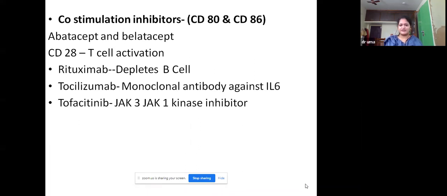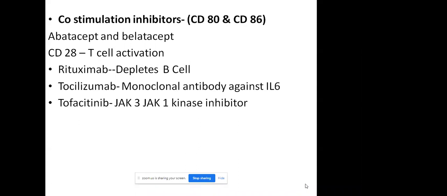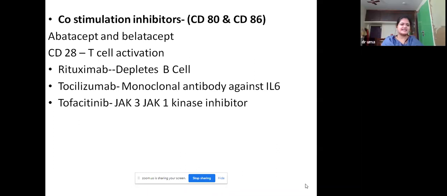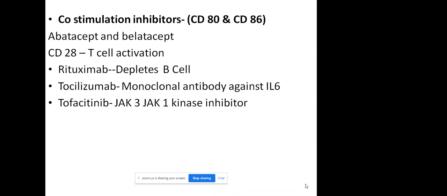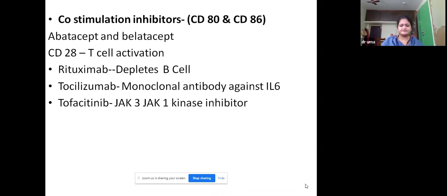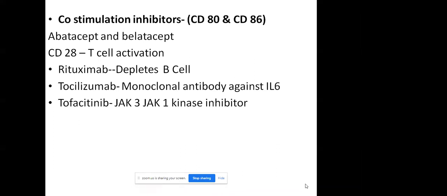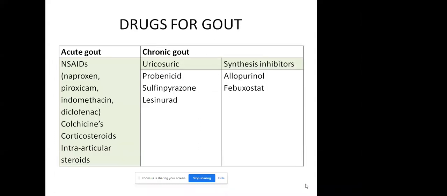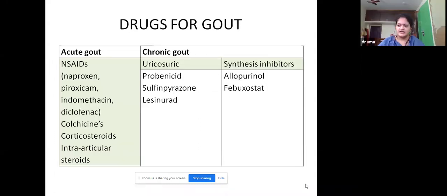Tocilizumab and tofacitinib are newer drugs. Tocilizumab is active against interleukins. Tofacitinib is mainly active as a JAK3 and JAK1 kinase inhibitor. These are the drugs used for rheumatoid arthritis. And the drugs for gout include those for acute gout and chronic gout. For acute gout, it is NSAIDs, colchicine, and corticosteroids, which are given through the intra-articular route.